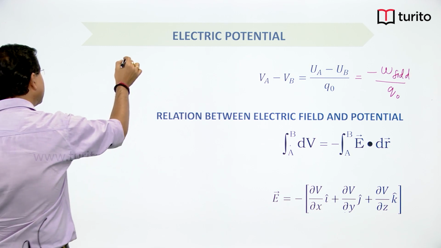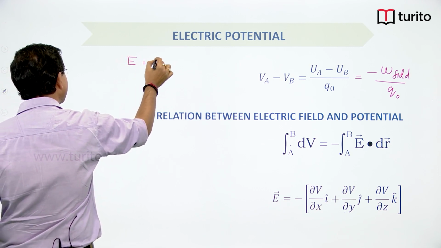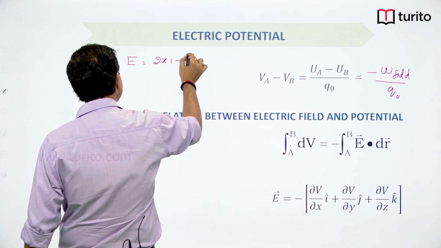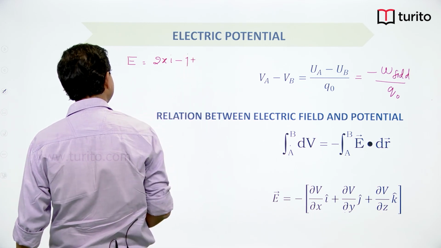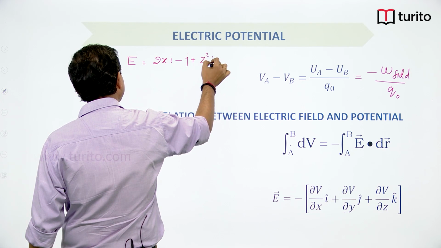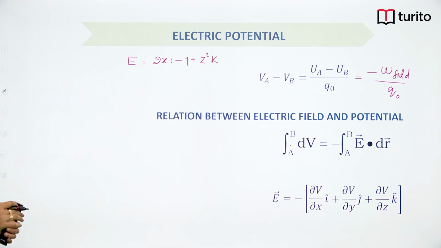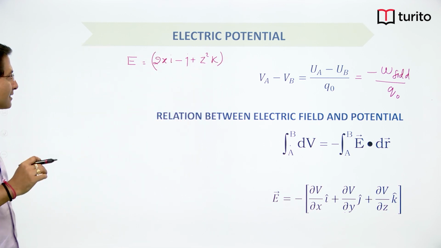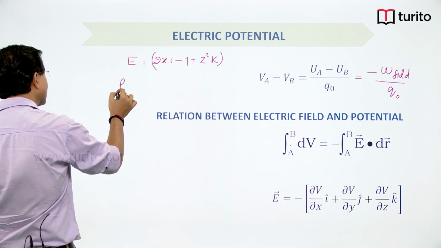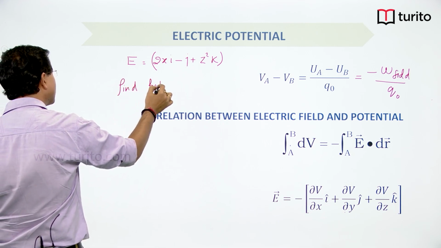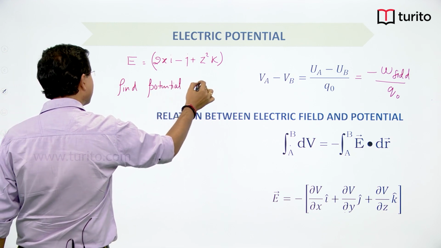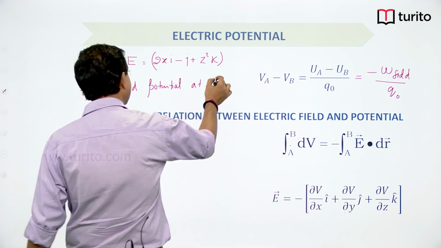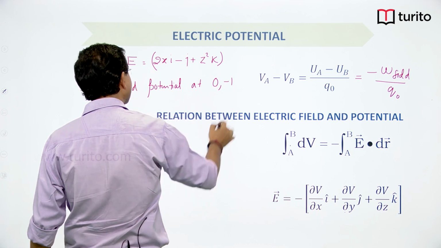So, if I say field in a space is given by E is equal to 2xi minus j plus z square k, assume that this is the field in a space, right, and I am asking, find potential at 0, minus 1, 2.